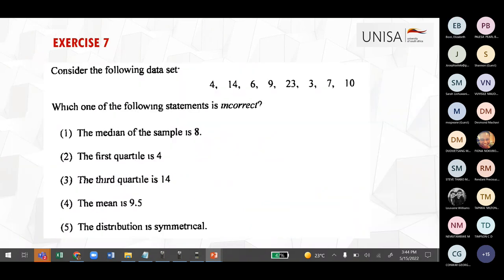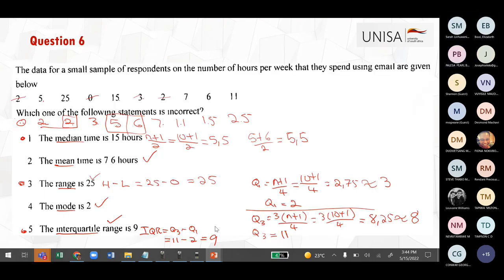Let's go to 7. Consider the following data set. There they gave you the data set, not in order. Before you proceed, can you just go back to the previous question? Just that part. So, interquartile range 11 minus 2. Why are we saying 2? Because are we not using? We use the values, not the positions, right? Okay. Yes, okay. I'm sorted. Thank you.